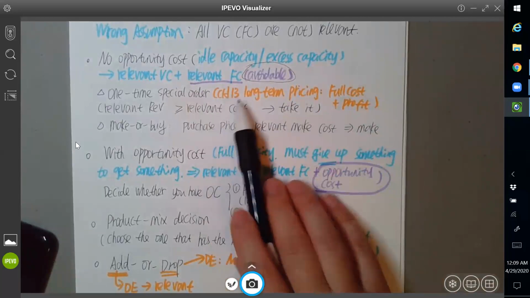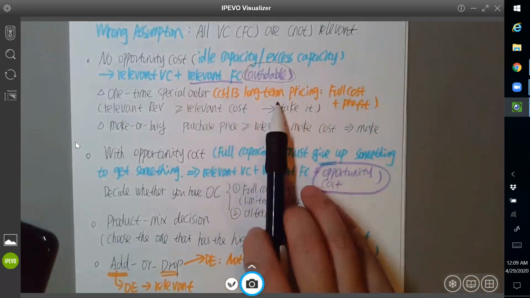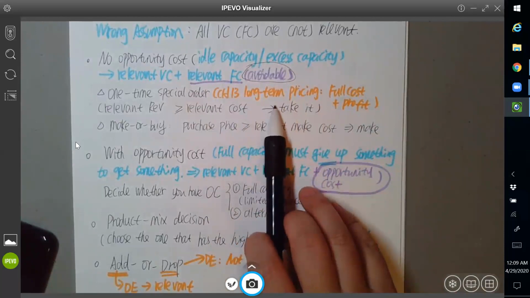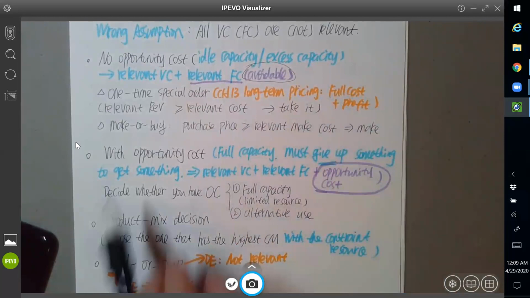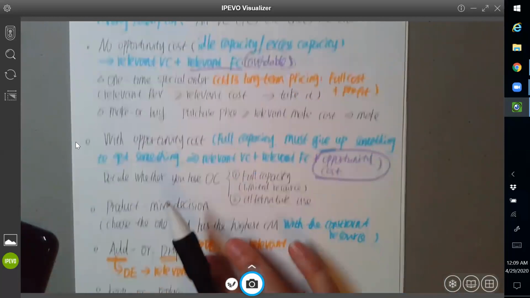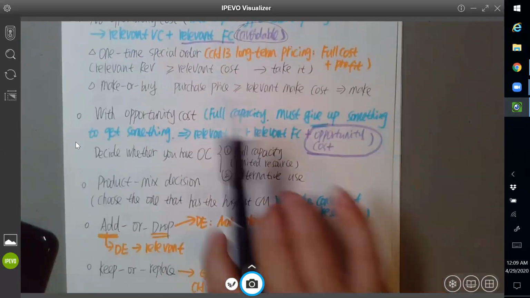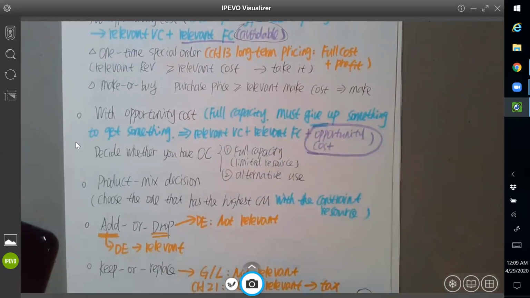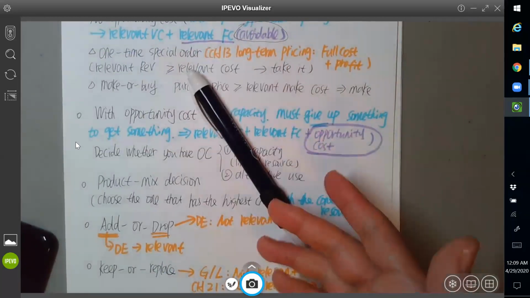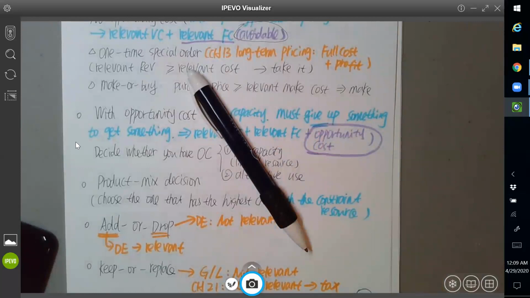I put chapter 13 as long-term pricing. In the long term, everything is relevant, so we have to put in the full cost plus the profit. Also the make-or-buy situation. The rule is, if the purchase price is more than the relevant cost of making, then we should just make it. If you make a pencil, the relevant cost is $3, but if you buy, the purchase cost is $4. Why buy? We just make it and we save $1 for each unit.